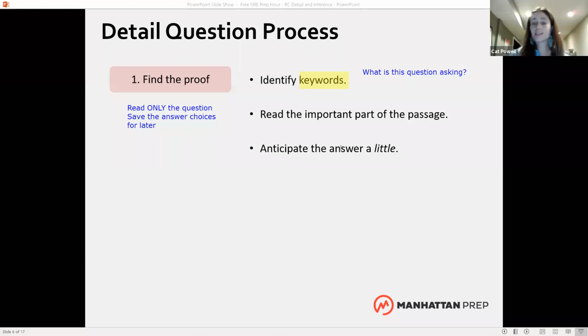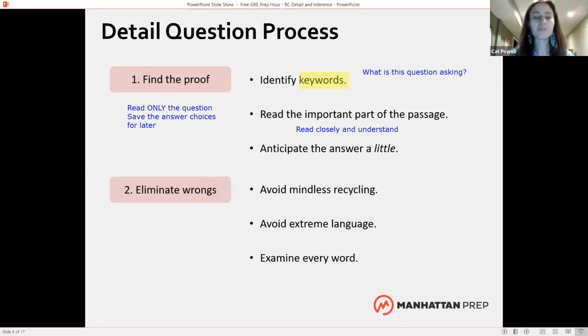Then I go back to the passage, I find the part of the passage that deals with those keywords, with that topic, and I read it and I understand it. This is definitely where I want to read closely and understand it fully, so I'm very clear on what's being said. And then I can come up with some kind of prediction for what I'm looking for when I go into my answer choices. So by the time I get to my answer choices, I should have a pretty clear idea of what I think the right answer might deal with. Doesn't work 100% of the time, but a lot of the time that's what you want to do. After I've done that, then I start going through my answer choices.